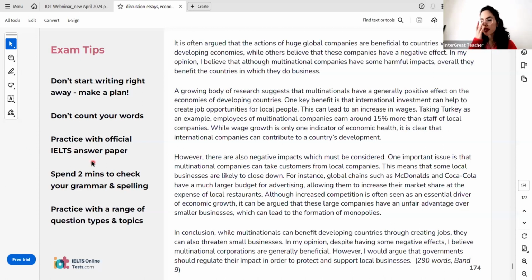Practice with official IELTS answer papers. So especially if you want to take the paper-based module, it's a good idea to print out the writing answer sheet and write on that. After a while, you know how many lines you need to write in order to reach 250. At the end, spend some time checking your work for grammar, spelling, and everything. And, well, practice, practice, practice.